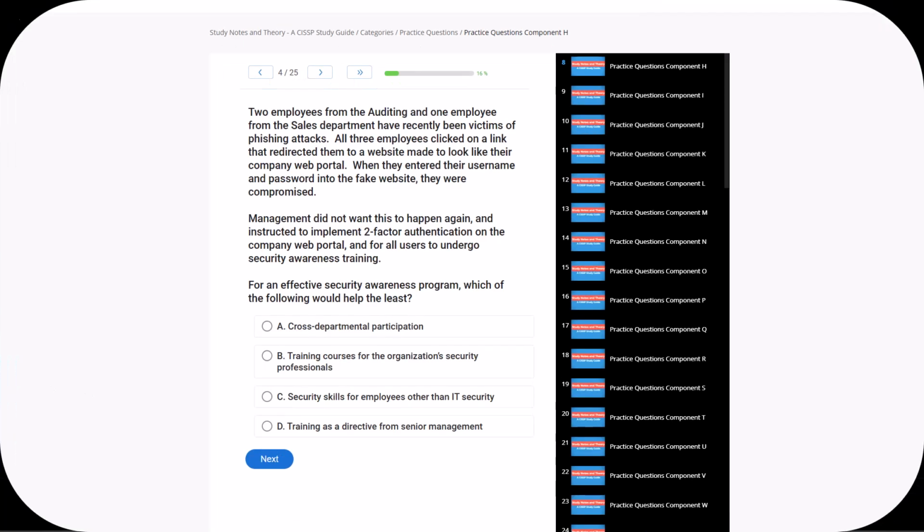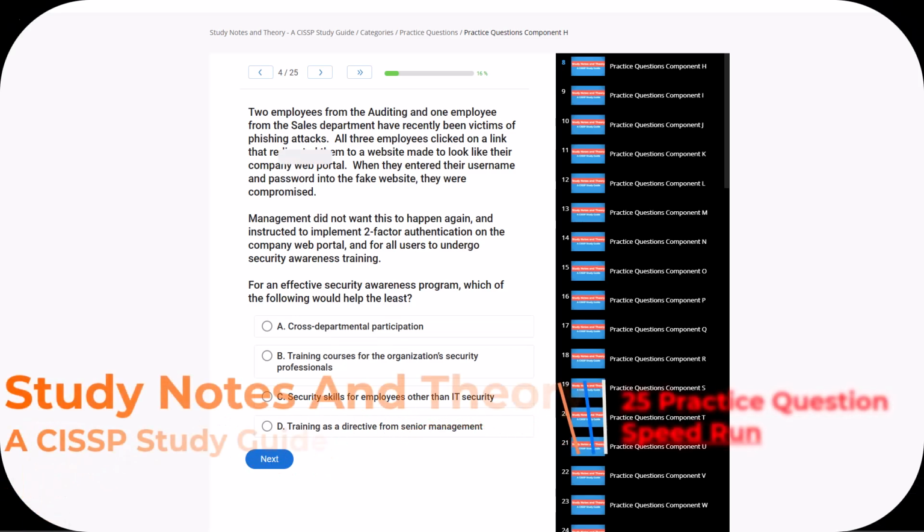Two employees from the auditing and 1 employee from the sales department were victims. Also, guys, I know you can read. I know you're watching this on YouTube. You can just pause the video. I'm not going to read the whole question and insult your intelligence by reading things to you. You guys get it. So I'm just going to skim it my own way and then go through the choices. Remember, this is a speed run, not an excruciatingly slow run.